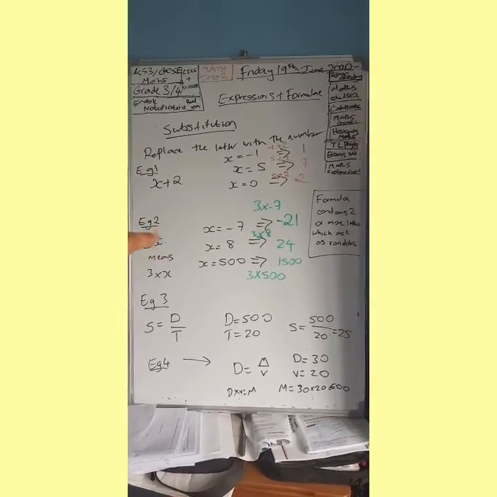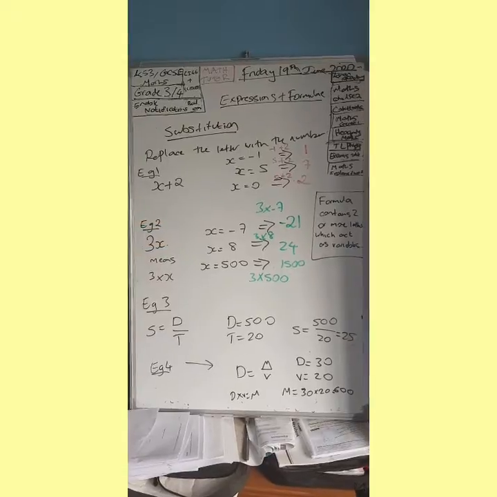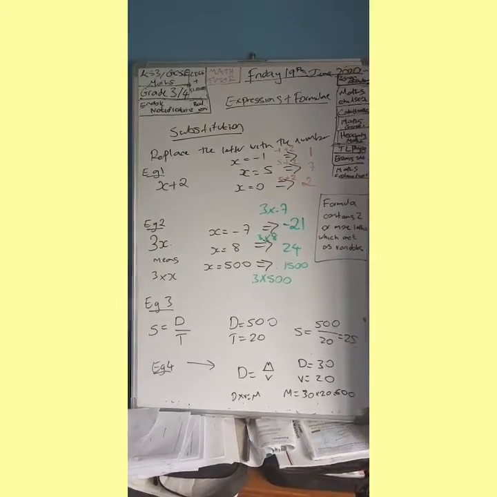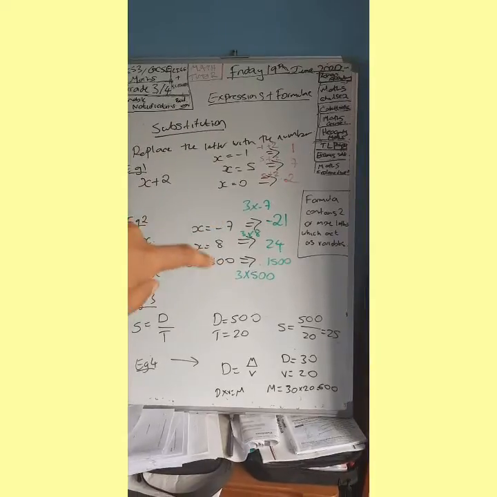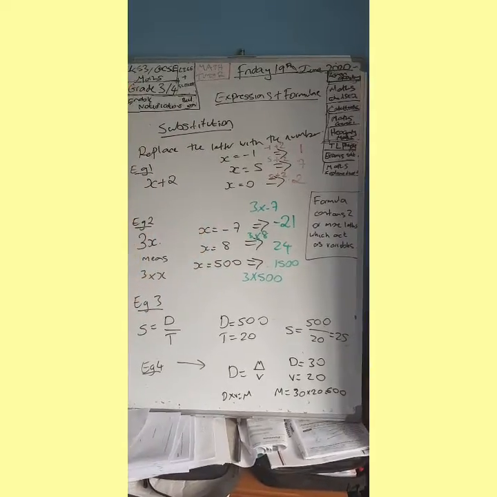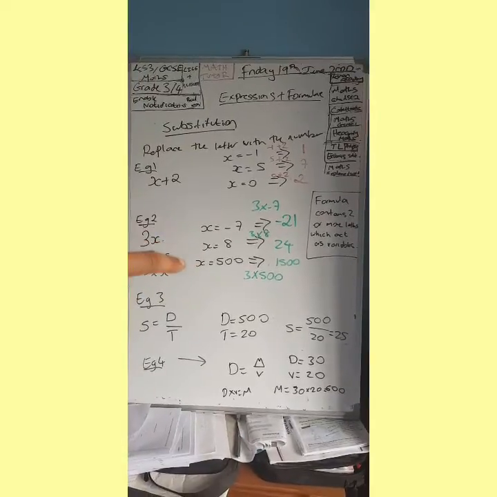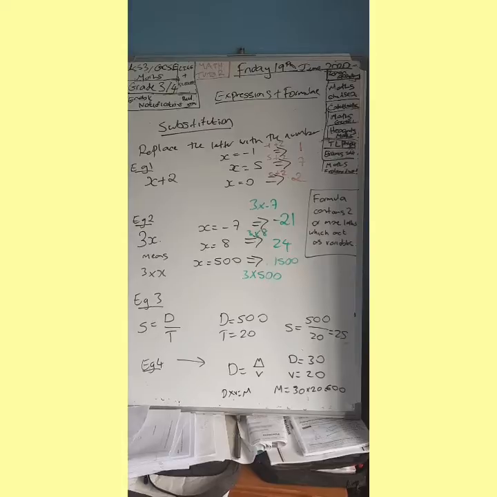Right guys, example 2: 3x. So 3x means 3 times x. So 3x is what I call an expression. Again, x can take any value. So I've chosen x to be 3 values: x is minus 7, x is 8, and x equals 500. For each of these, I will get a unique output.